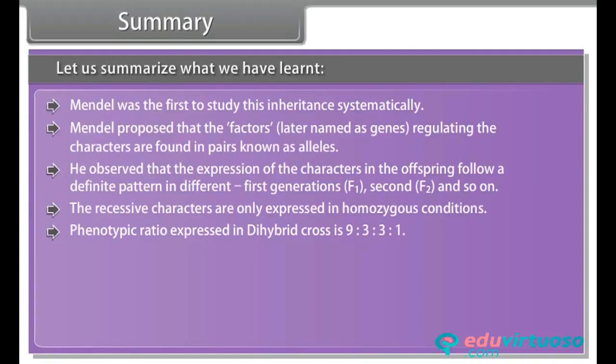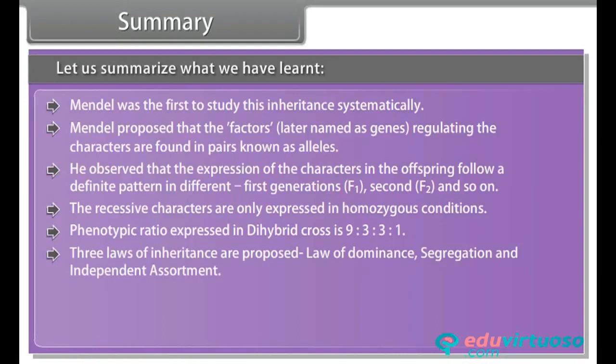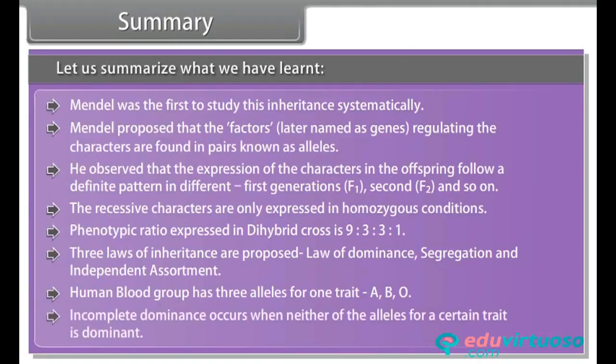Phenotypic ratio expressed in dihybrid cross is 9:3:3:1. 3 laws of inheritance are proposed: law of dominance, segregation, and independent assortment. Human blood group has 3 alleles for one trait: A, B, O. Incomplete dominance occurs when neither of the alleles for a certain trait is dominant.